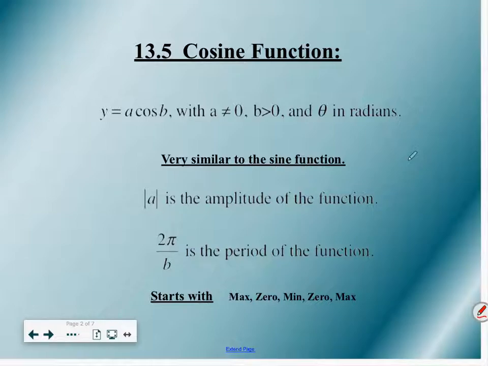Today's stuff is only kind of sort of new. We are graphing cosine as opposed to graphing sine. The good news is stuff is pretty much the same. We still have our standard formula, except this time we've got a cosine b.